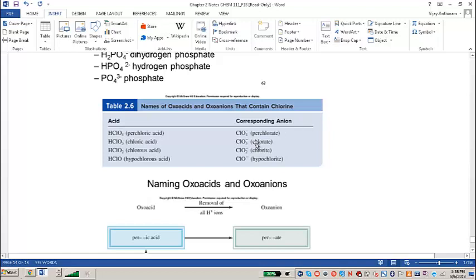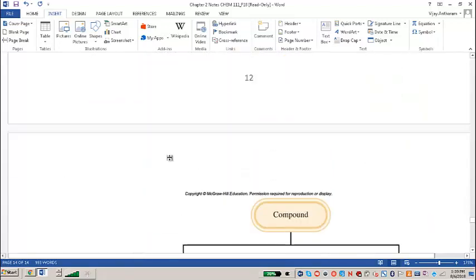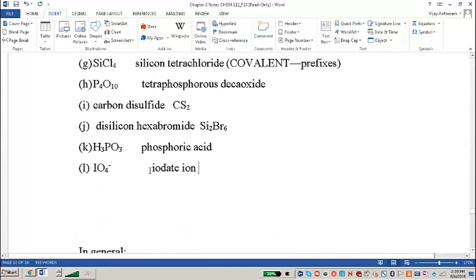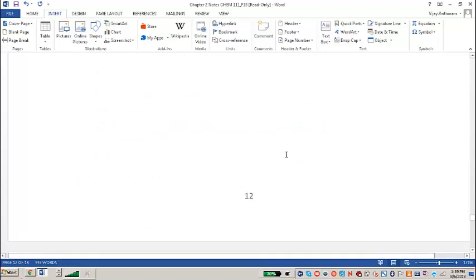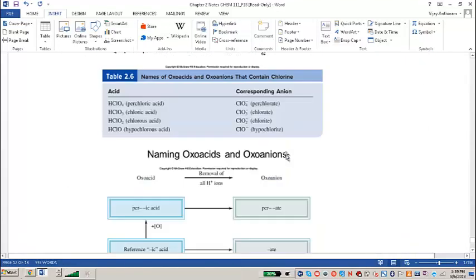When we add H's, we change the name. So perchloric acid actually comes from perchlorate. And so ClO4 minus is the perchlorate anion. And this just made me realize that I made a mistake. And that mistake is, when I go all the way up, IO4 minus is the periodate ion. Okay, so IO4 minus is periodate. Bear with me as I go back down.